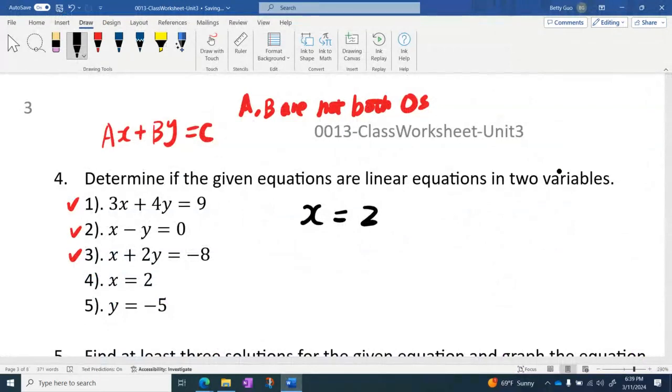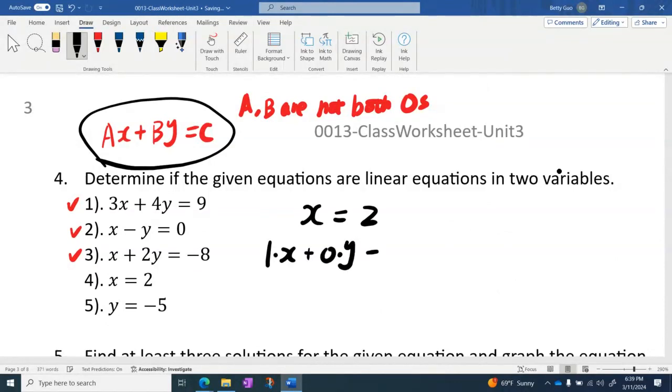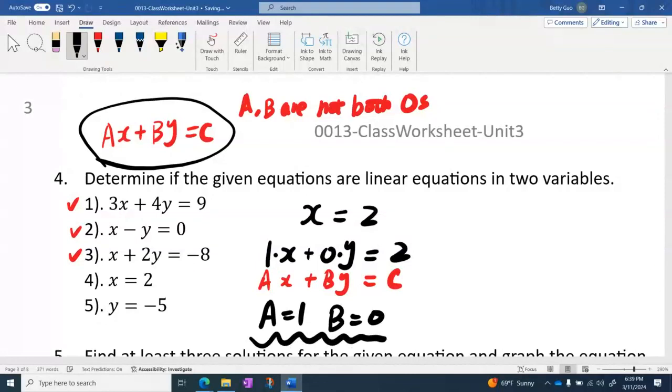This is a linear equation in two variables because we are able to write this equation in this form. Let me show you how. We can write this equation as 1 times x plus 0 times y equals 2. Do you agree? Let me write a formula right under it: ax plus by equals c. Then our a is 1, our b is 0. A and b are not both 0. One is 0, the other is non-zero, is totally fine.